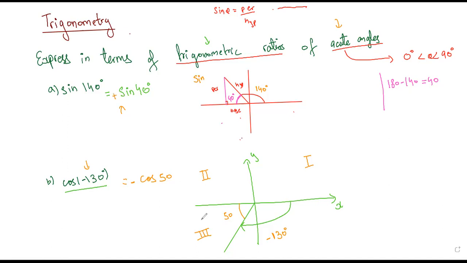But since this time we are in the third quadrant, initially we will just talk about cos 50, that is it. And then since this is the third quadrant, in the third quadrant only tan is positive. So this would have a negative sign, right? Okay, any confusions?